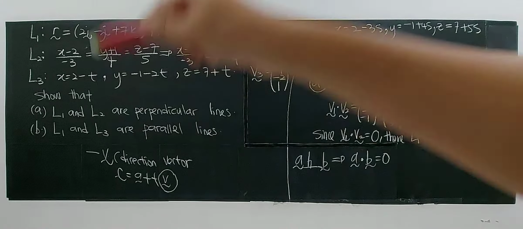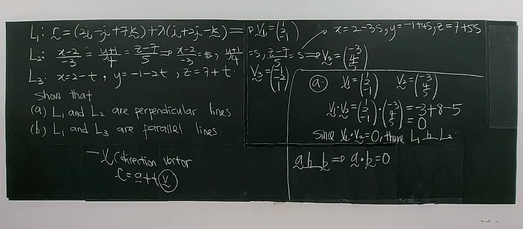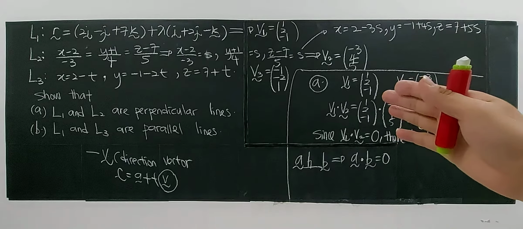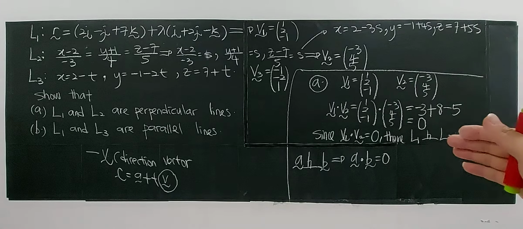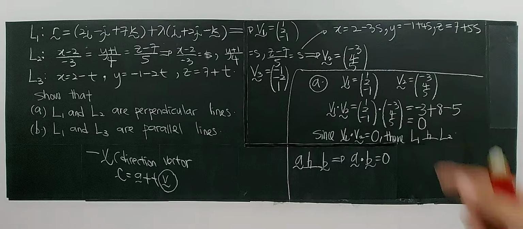So let's see how to show that two lines are parallel to each other. For parallel lines, we have two recommended methods. To show that two lines are perpendicular, we do the dot product of the direction vectors. If we get 0, then the two lines are perpendicular.